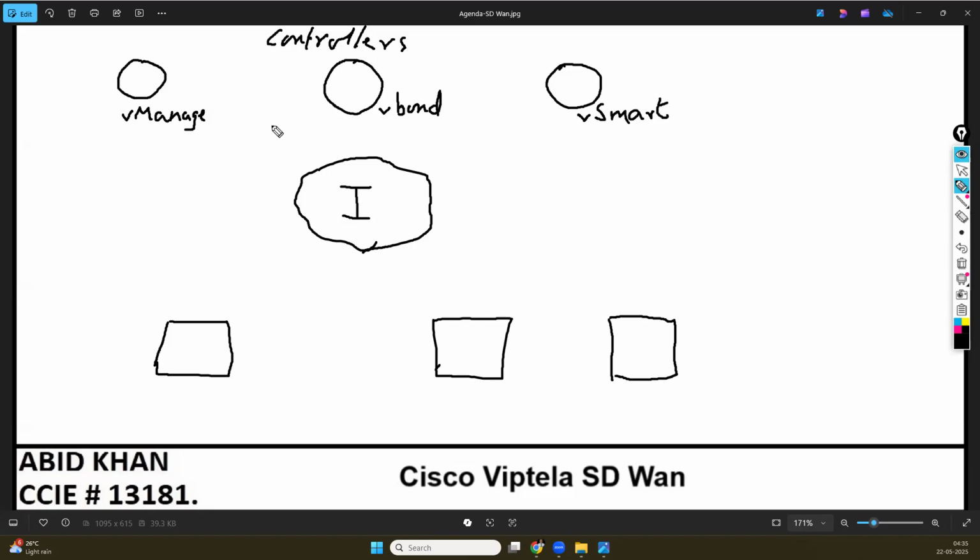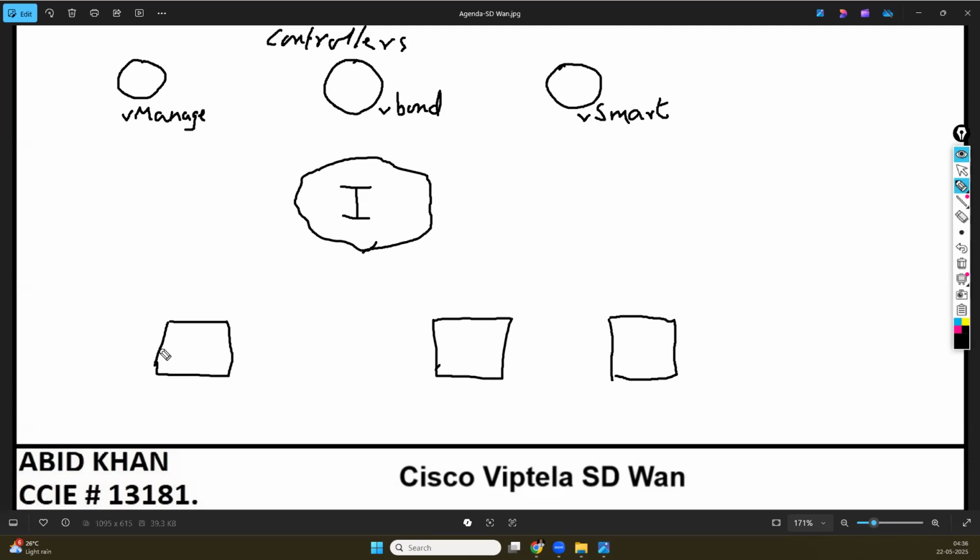So these are the three controllers: vManage for management, and vBond for bonding, orchestration, or authentication. In simple terms, it is for authentication. Every device must authenticate with vBond and vSmart. And then we have the WAN edges. So these are the WAN routers.